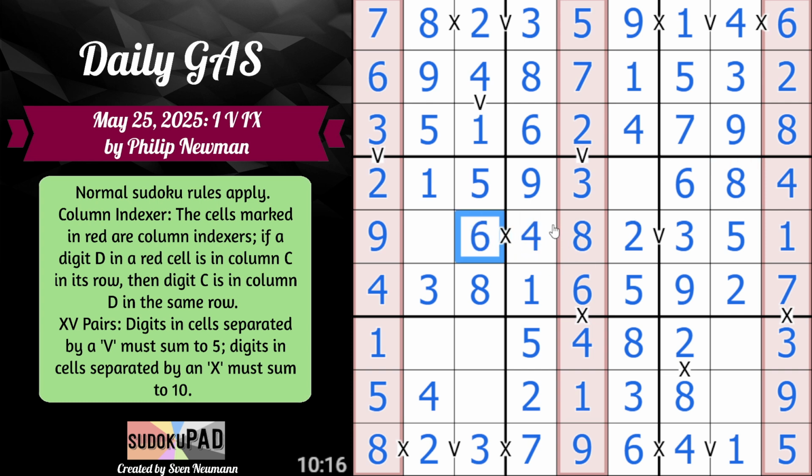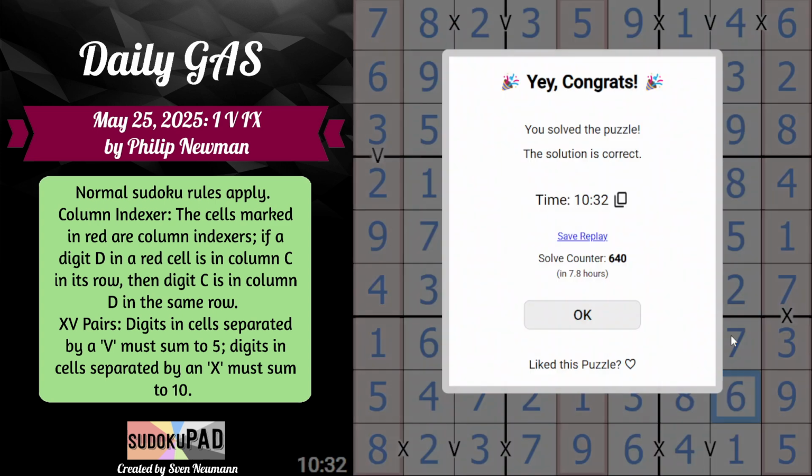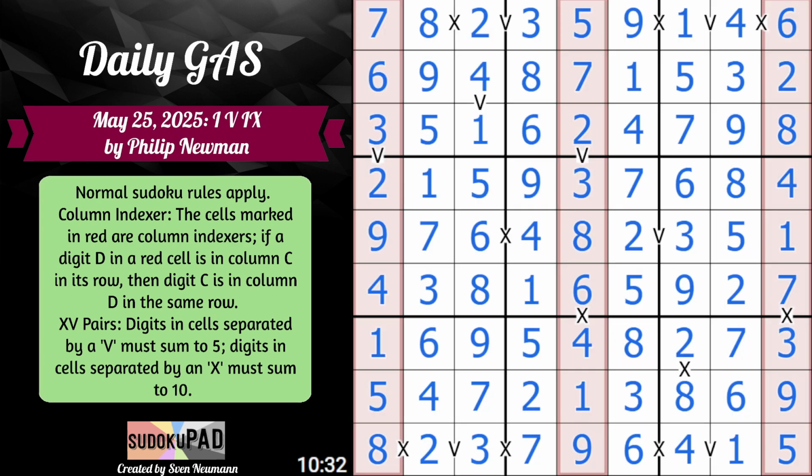4, 6. This is 7. Here we're still missing 7. Here it was the 7, 9, and the 6. 6, 9, 7. And to finish this off, we need 7 and 6, and we are done in 10 minutes and 32 seconds with IVIX by Philip Newman.